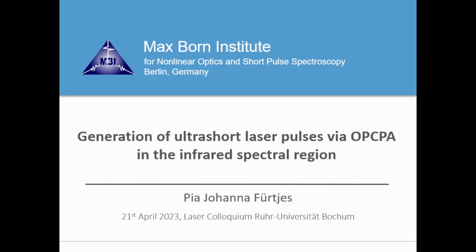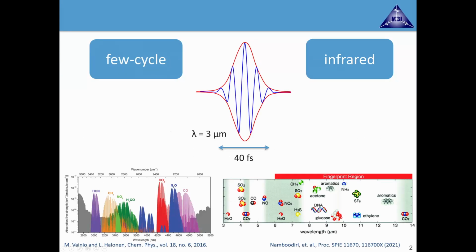These are the two buzzwords of today's talk. On the one hand, it's few cycle. We're working with few cycle pulses or ultrashort pulses in the infrared spectral region. If you have, for example, a 3 micrometer pulse, then you call it few cycle if you can count the number of cycles in the pulse. In this case, for example, it's a 40 femtosecond pulse, just to give you an impression of the pulse durations we are talking about. So why is the infrared region interesting?